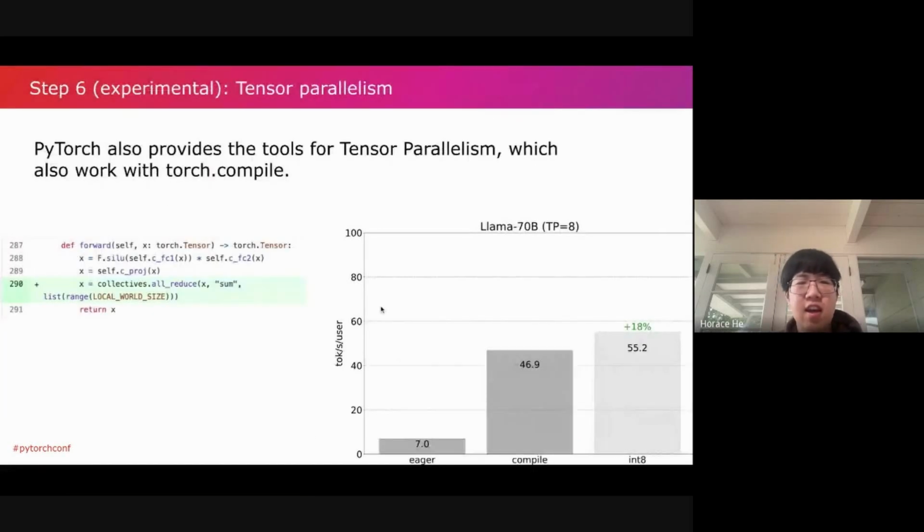And finally, another way to improve performance is simply to distribute the work across multiple GPUs. In this case, PyTorch also provides tools for tensor parallelism that work with Torch Compile. Implementing tensor parallelism here, we're able to go from 7 tokens per second in eager mode up to 47 tokens per second with 8 GPUs with Torch Compile for Llama 70B, and then 55 tokens per second if you apply int8 quantization on top of that.